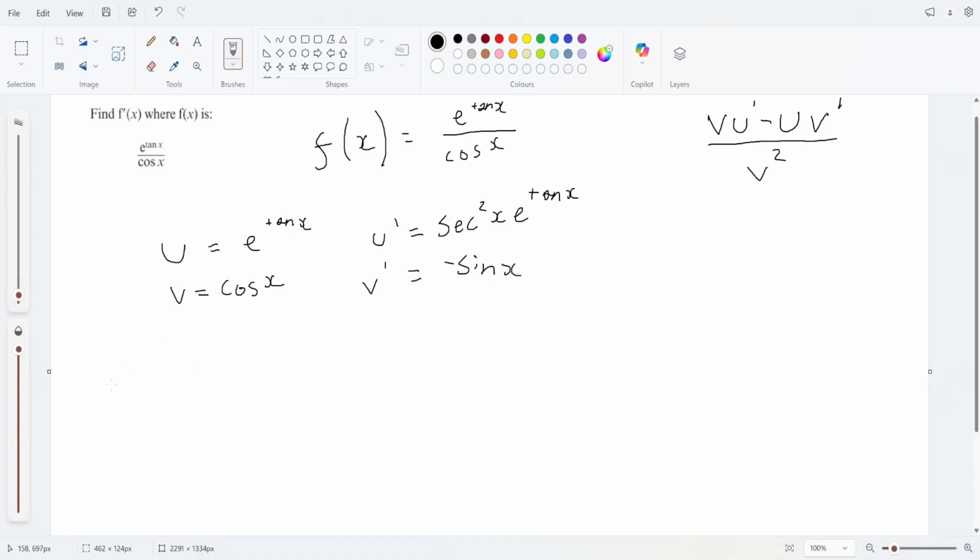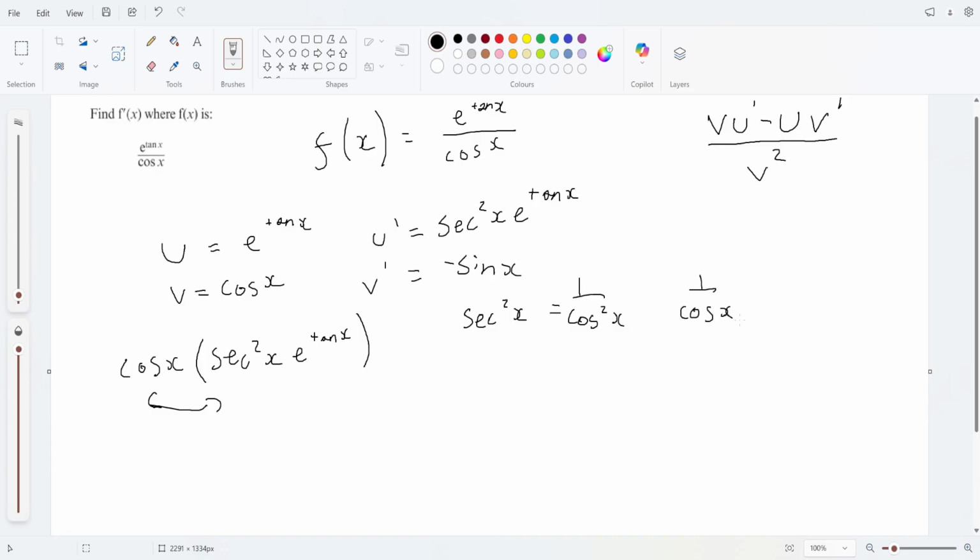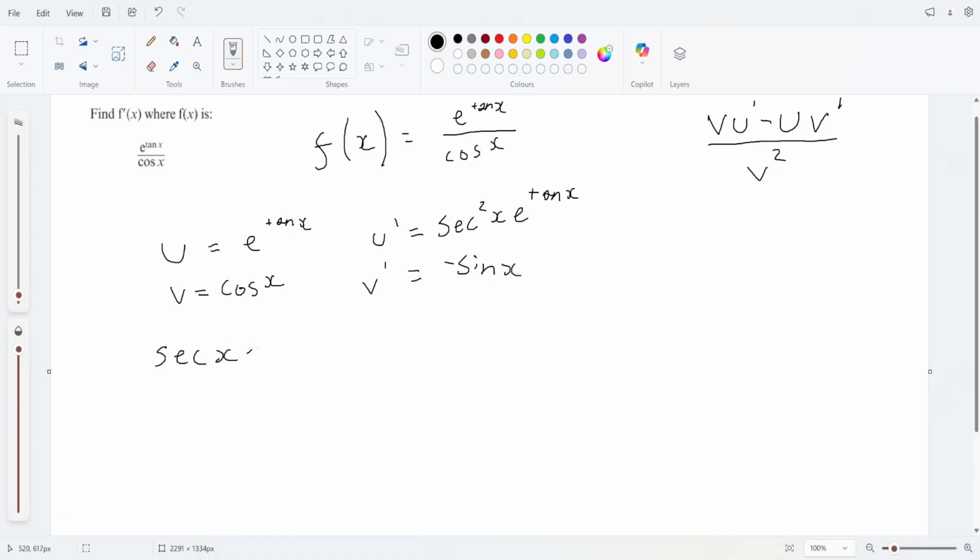So we're going to end up with cos x sec squared x e to the tan x, and already something that you may notice is that sec squared x is just equal to 1 over cos squared x. So all this is just cos x times 1 over cos squared x, so you end up with 1 over cos x, which is just sec x. So you can simplify this now if you want to sec x e to the tan x.